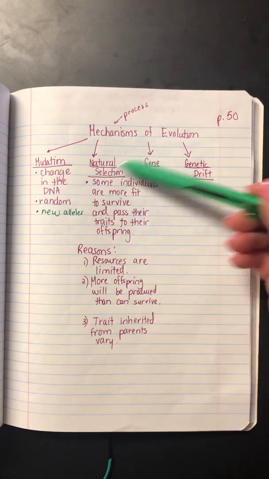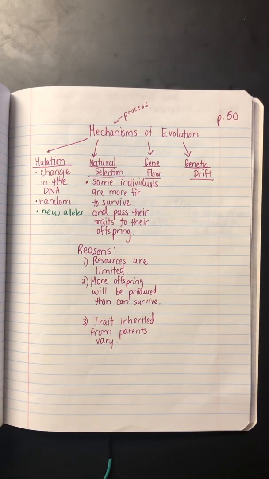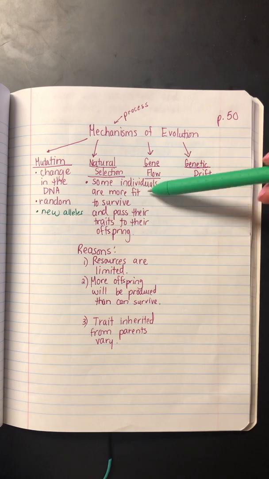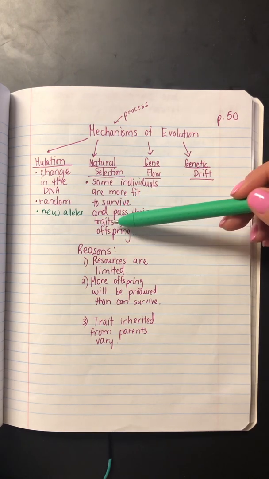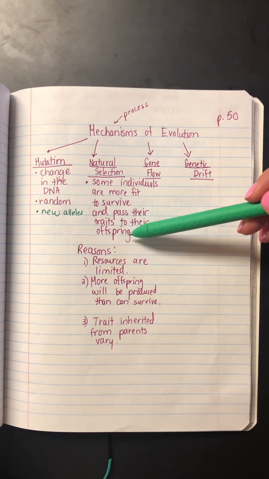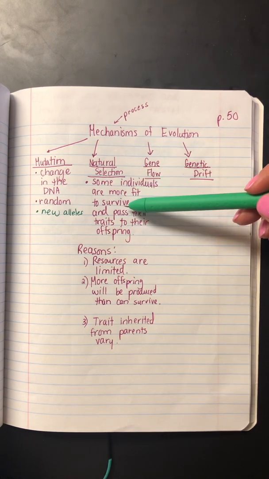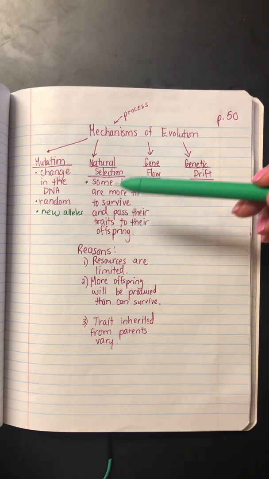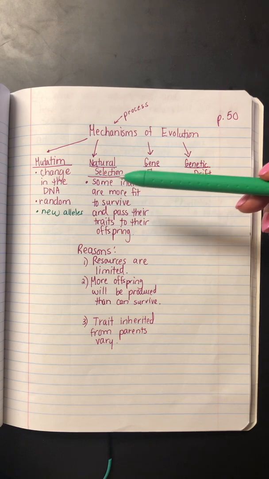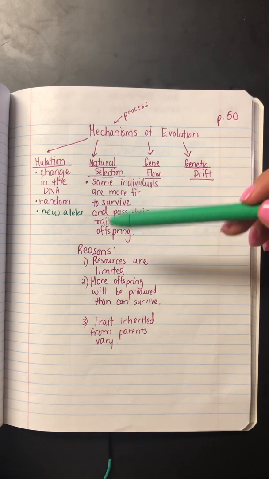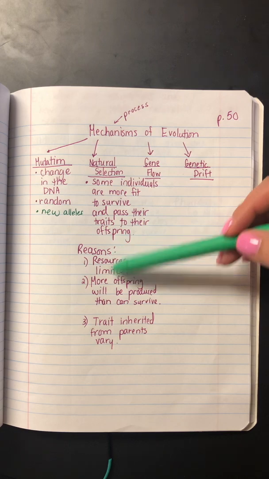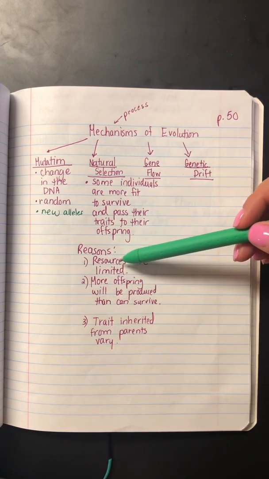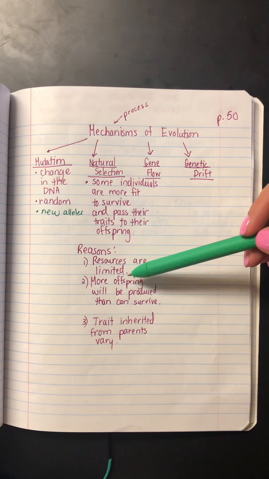But natural selection, after looking at the test, is such an important part of your test. Natural selection is a mechanism of evolution. And we had written a couple notes on here. Some individuals are more fit to survive and pass their traits to their offspring. Another way of saying this is survival of the fittest. Again, natural selection is something that happens in nature where the environment is selecting the best traits that allow organisms to survive and pass them on to the next generation. We had written some things about resources being limited, more offspring being born than can survive.